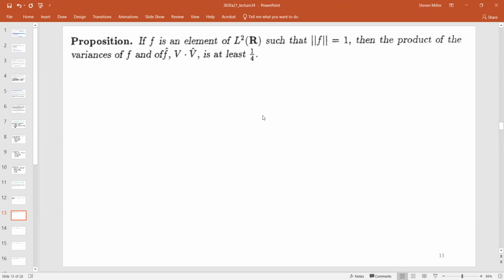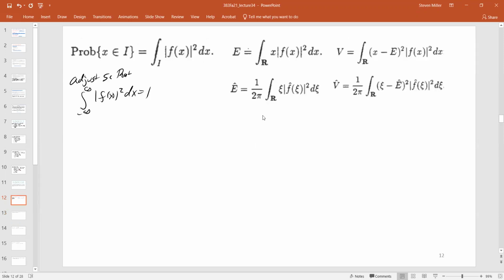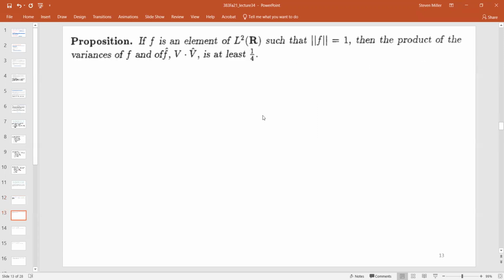If I didn't adjust f to have L2 norm 1, well, what I could do is just multiply f by 1 over 10, 1 over 100, 1 over 1,000, 1 over a million, and it will decrease both v and v hat. So I could make it arbitrarily small. So there has to be a condition such as the L2 norm of f equals 1. So whenever you're doing problems, you always want to ask, how do you want to normalize it?